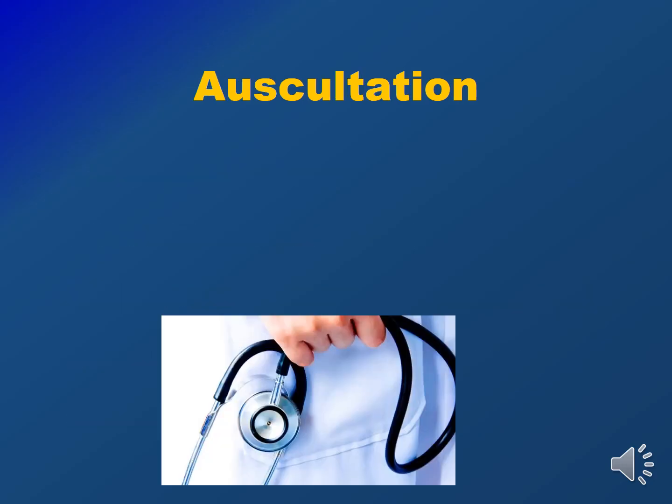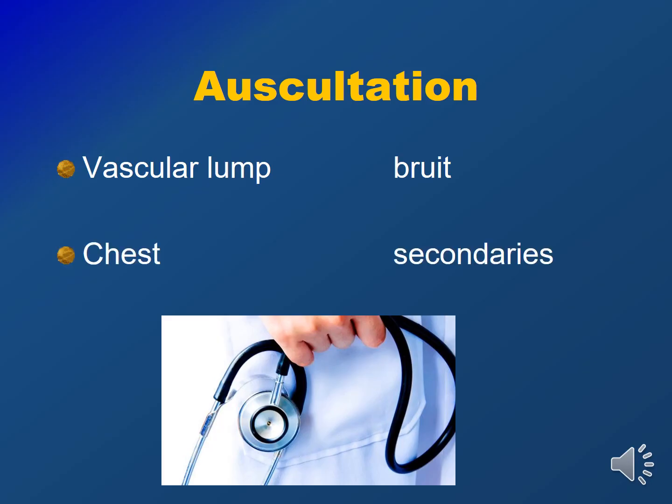Auscultation of a lump has little role in surgery, but don't forget to do it. You have to auscultate if you find a bruit or vascular bruit. This means the swelling is vascular, either an aneurysm or fistulas. Also, don't forget to auscultate the chest clearly to see if there are secondaries or something, especially if you are dealing with a malignant swelling.